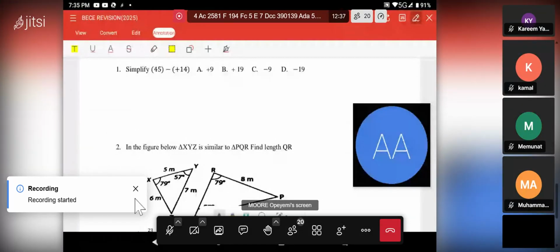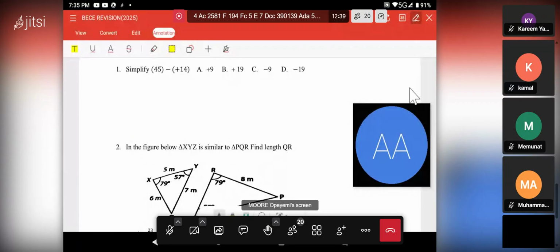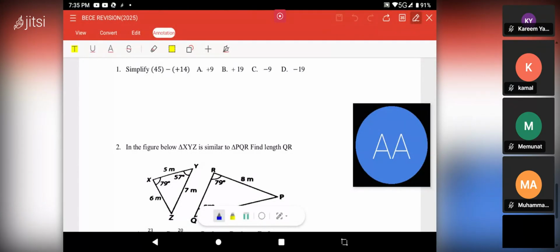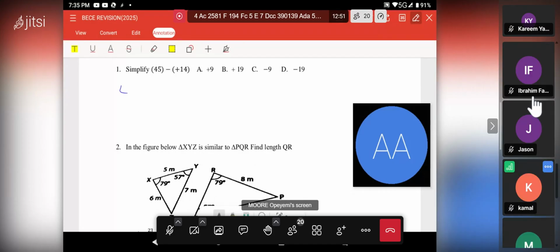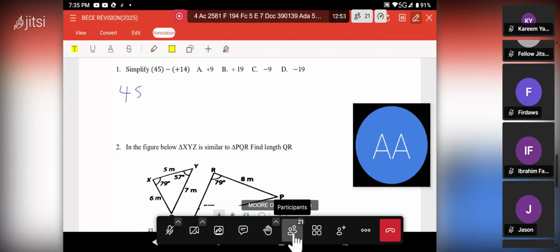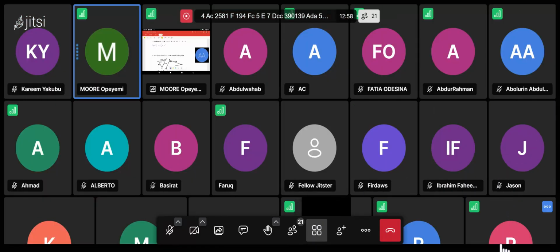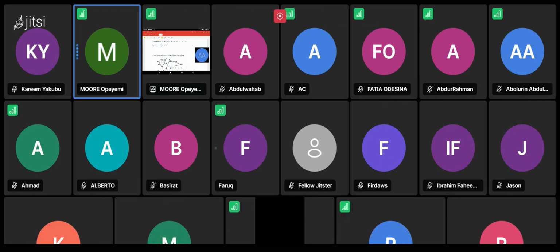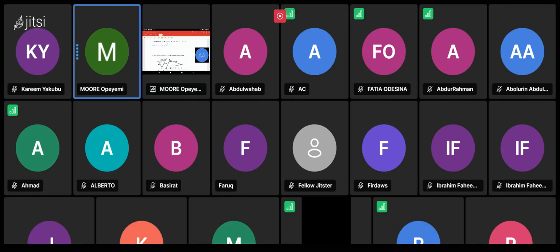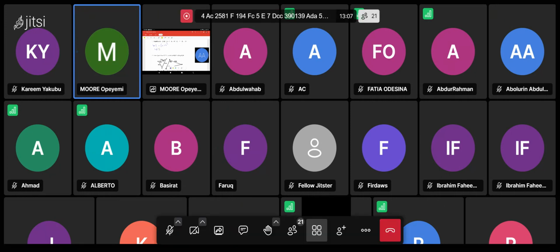45 minus 14. Whenever we have things like this, we use what we have outside the bracket to open the bracket. That is, we use it to multiply the one inside the bracket. That is going to be 45 minus that plus 14. By the time you want to remove it, you use this minus to multiply the plus inside. So it now becomes 45 minus and plus.